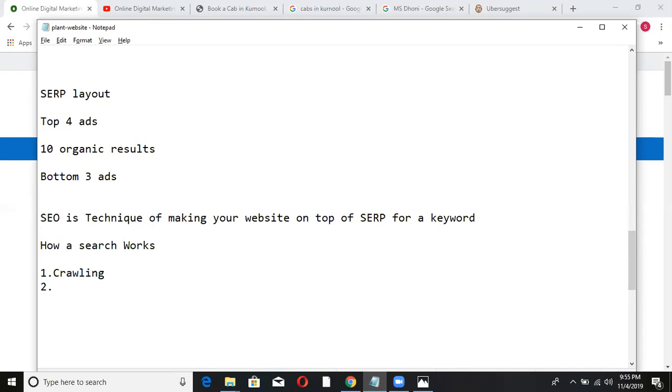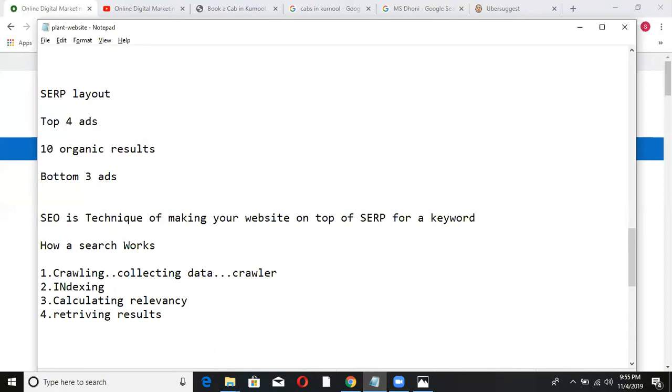Crawling. Second, indexing. Third, calculating relevancy. Fourth, ranking, retrieving results. Crawling means collecting data. Who will do this? Crawler. There is software called a crawler, or spider, or Googlebot. This will come to each and every website. It collects the data. Once it collects the data, it will do indexing. Indexing means storing data, storing data as per the categories. I'll show you how the categories work. Third is calculating relevancy, meaning ranking factors.